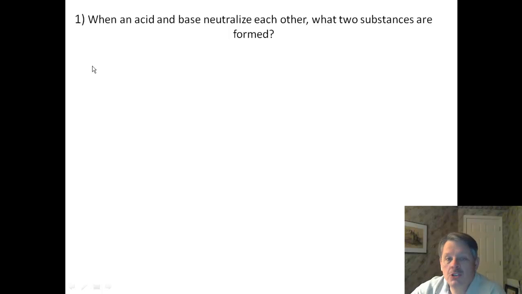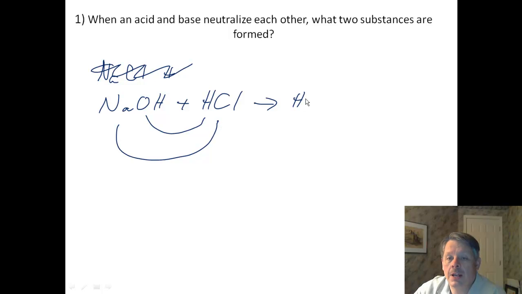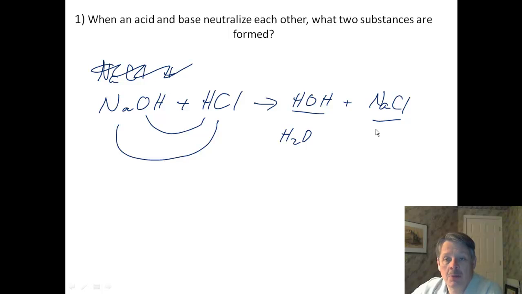When an acid and a base neutralize each other, NaCl, how about NaOH? NaOH plus HCl, what do we get? Well, the hydrogen goes with the OH and the sodium goes with the chlorine. So we get HOH. We can write it as H2O. I prefer to write it as HOH because we're dealing with acid-base reactions, and in our case, sodium chloride, which is salt. Now remember, any ionic substance that we create this way is considered a salt.